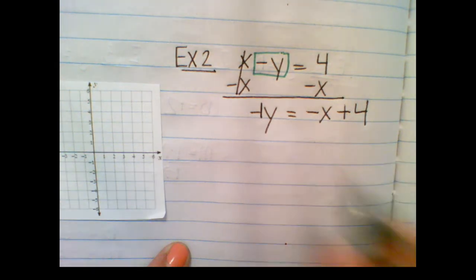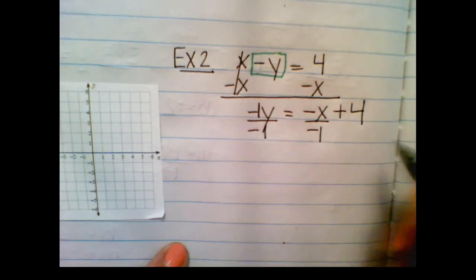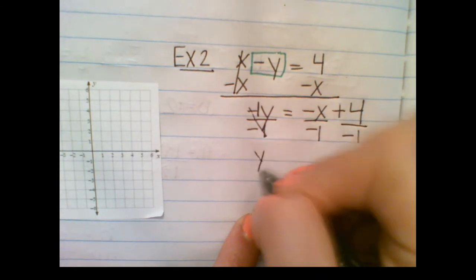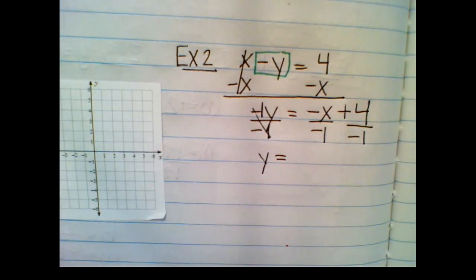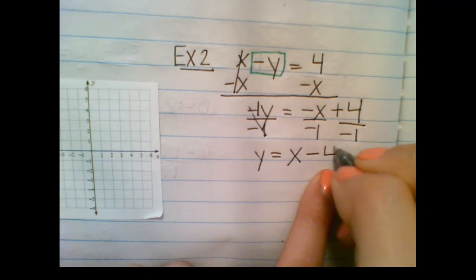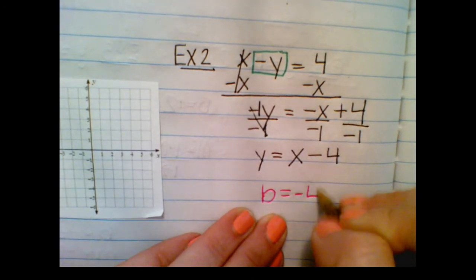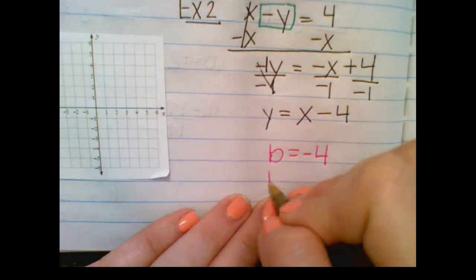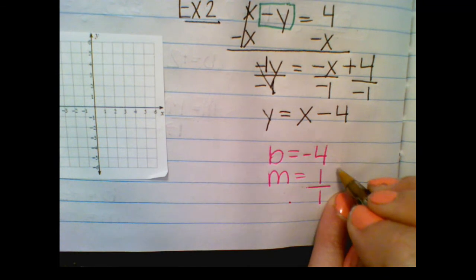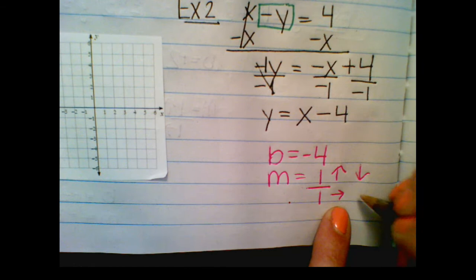Well, how do I get rid of a negative 1? I divide. And if I divide over here, I have to divide the negative x and the negative 4. That means I end up with y equals negative and negative, they cancel out. So just x. Positive 4 divided by negative 1 is a negative 4. So if I list my m and my b, b here is negative 4. My m is 1, so let's remember to put it over 1. So I'm rising 1, that means up and right. Or I can go down and left.